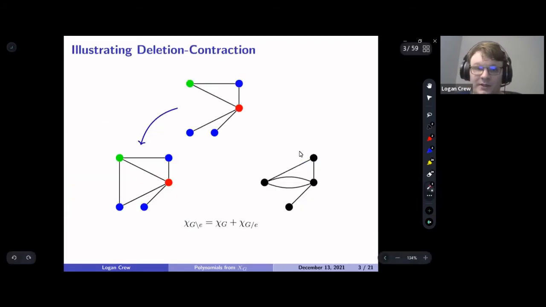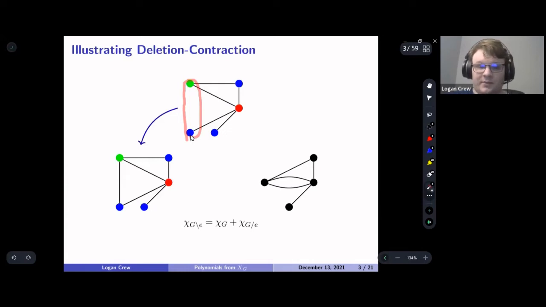And a brief explanation as to why this is true. We see here a graph, and here we're doing it somewhat in reverse to do a bijective proof. We are writing it as chi-G delete e is equal to chi-G plus chi-G contract e. So this is it with this edge deleted here. And this is one example of a proper 3-coloring of this graph.